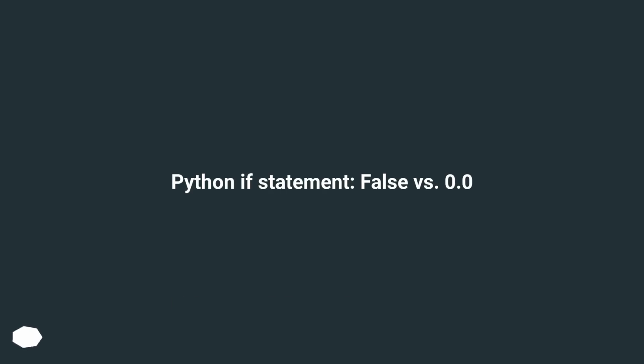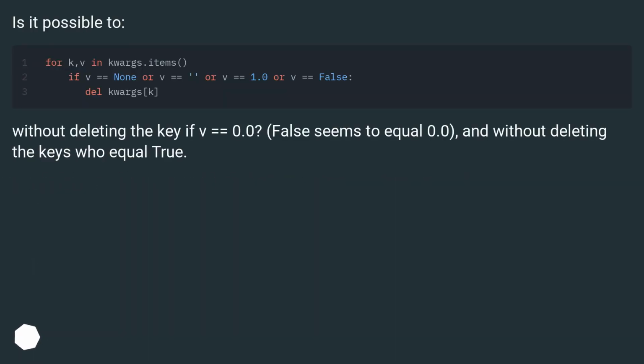Python if statement, false versus 0.0. Is it possible to, without deleting the key, if v equals 0.0, false seems to equal 0.0, and without deleting the keys who equal true.